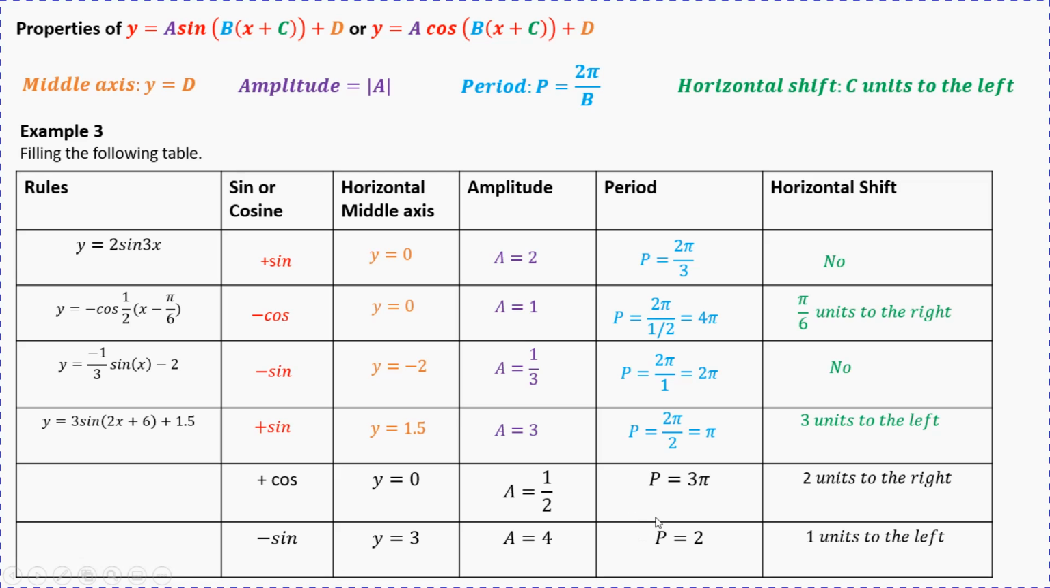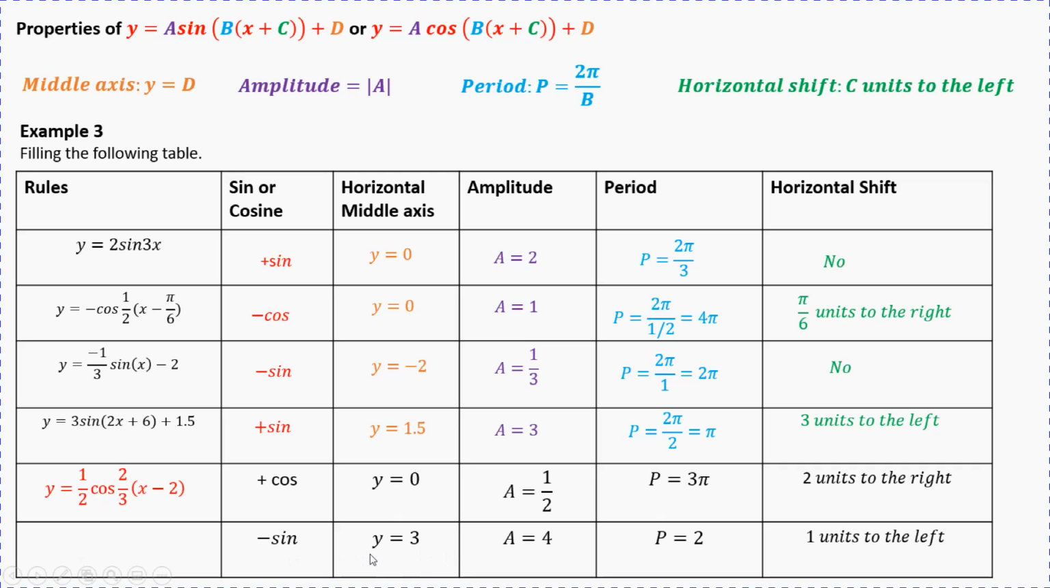Okay, so the answer should be 1/2 cosine 2/3 times (x minus 2). I think the most difficult part for some of you is to get that 2/3 in front of x. So imagine you need to find b such that 2 pi over b equals 3 pi. Then you multiply b by the period 3 pi, and 2 pi divided by 3 pi becomes 2/3.